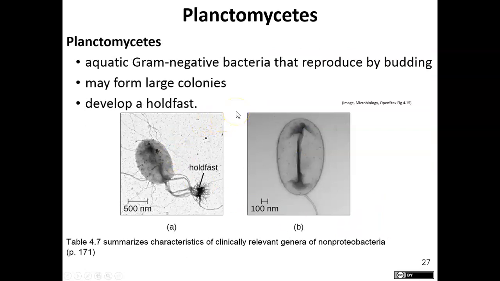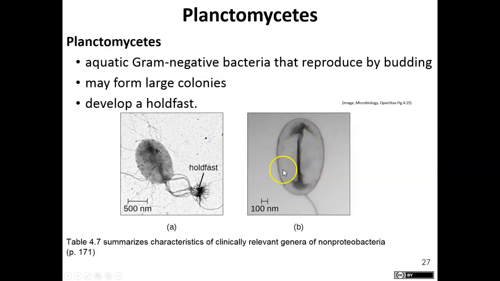Then we have our planktomycetes. These are all aquatic gram-negative bacteria, but they are unique in that they reproduce via budding. So the parent cell, which is sessile, so it never moves, it stays in one place, it has a holdfast, will replicate its DNA, and then a small piece of the cell will bud off, forming this swarmer cell.